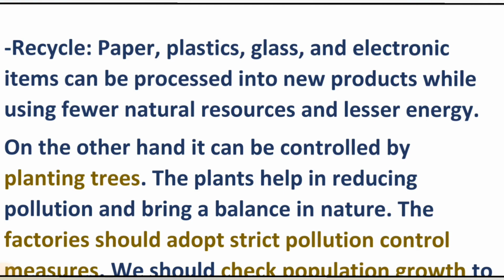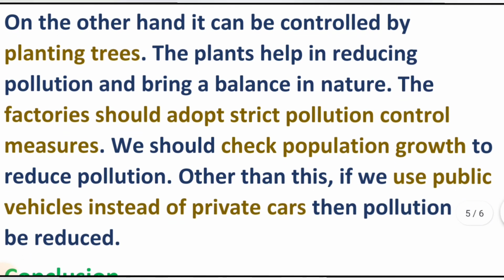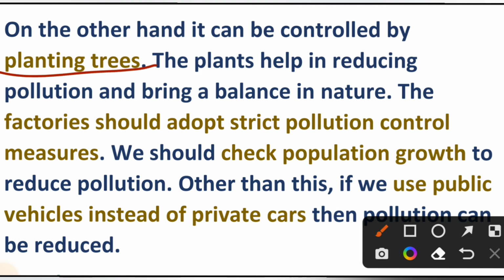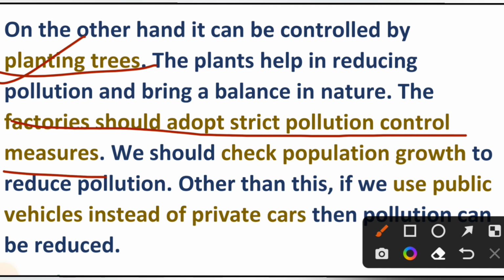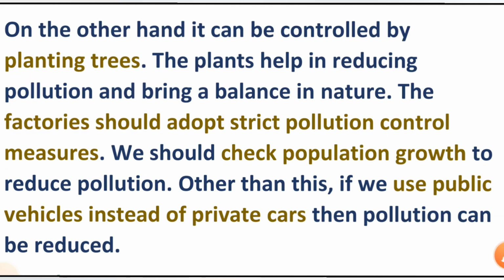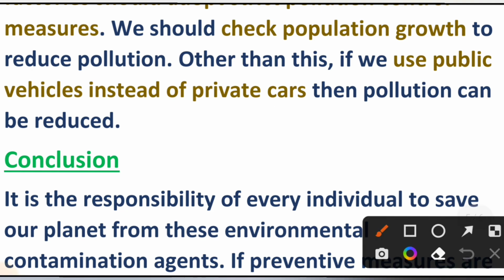lesser energy. On the other hand, it can be controlled by planting trees. First one, planting trees, because plants help in reducing pollution and bring a balance in nature. Second one, the factories should adopt strict pollution control measures, in which way we can reduce the pollution. Third one, we should check population growth to reduce pollution, because it is a big issue nowadays. Other than this, if we use public vehicles instead of private cars, then also pollution can be reduced.